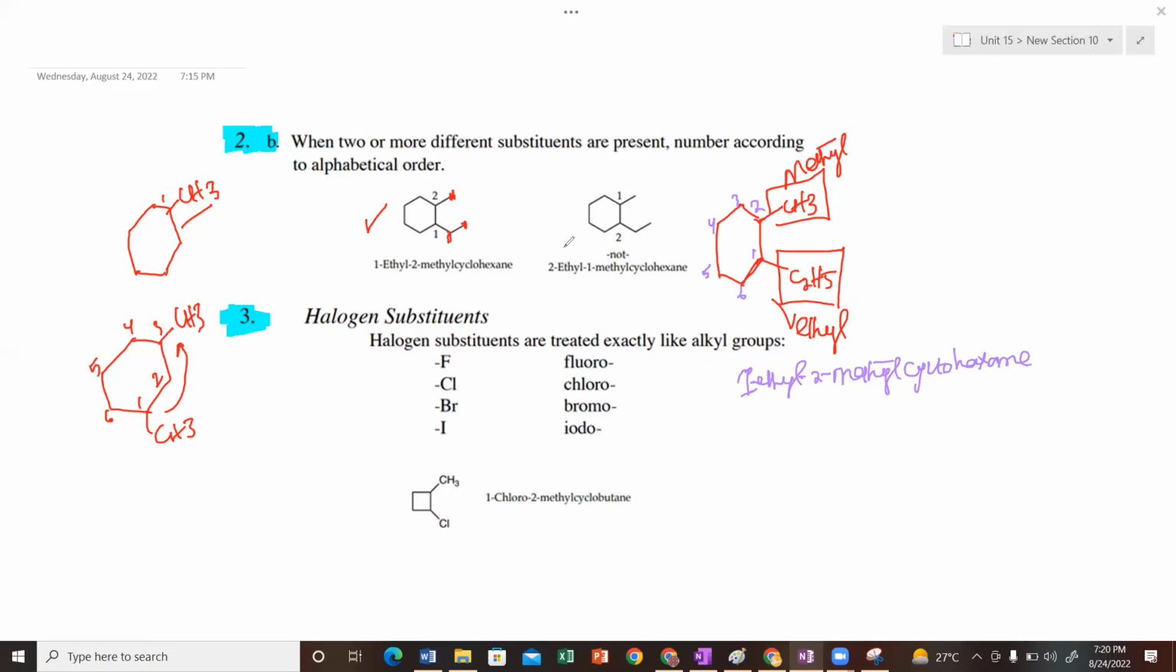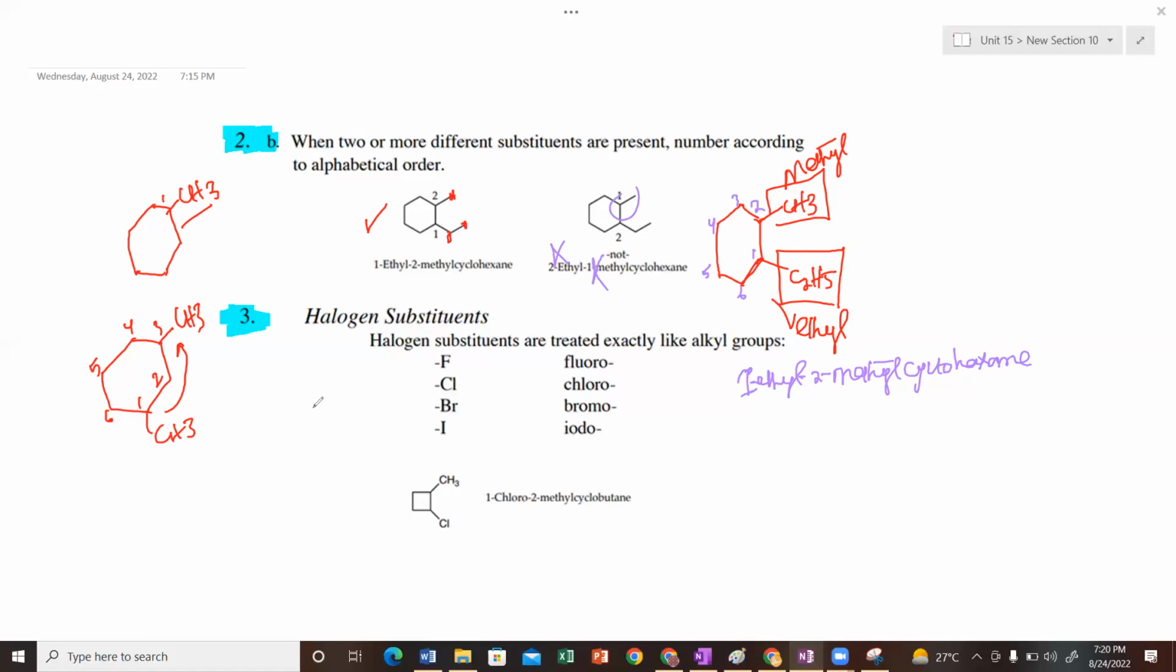Similarly, there is the incorrect representation. If I start from the lowest branch, I would write 1, 2, 3, 4, 5, 6. So the name could be 2-ethyl, 1-methyl. So it would be the wrong pattern. The right pattern is what? We would move according to alphabetical order, and E comes first, then comes M. So we are going to write 1-ethyl-2-methylcyclohexane.